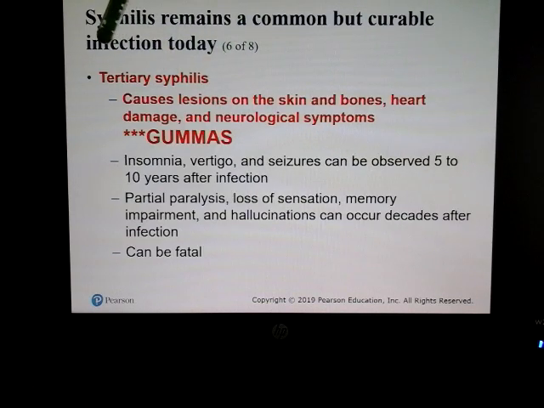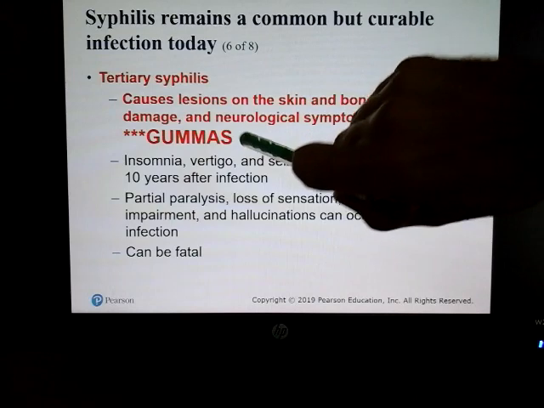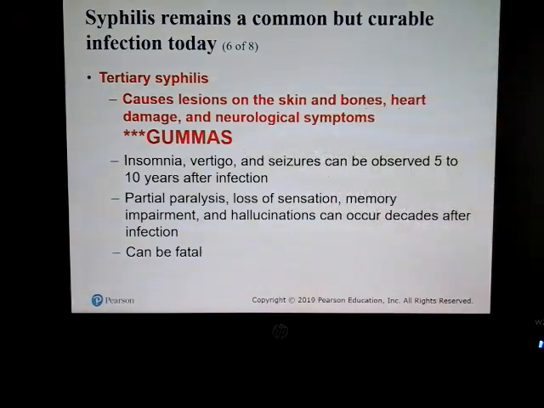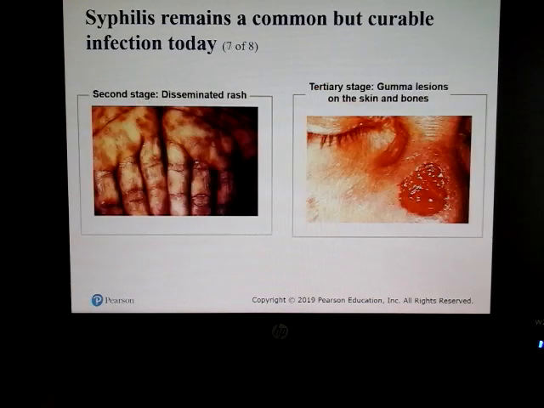Note for the last phase, which is called tertiary, causes lesions on the skin and bone, heart damage, and neurological symptoms, and you will see the presence of gummas. Now, some people don't express these gummas for years and years after the secondary phase actually goes away. But again, if it gets to that point, sadly, most of the people are going to die of some kind of neurological type of problem, hallucinations, and things like that can occur.